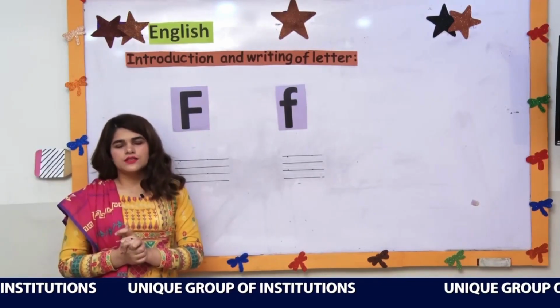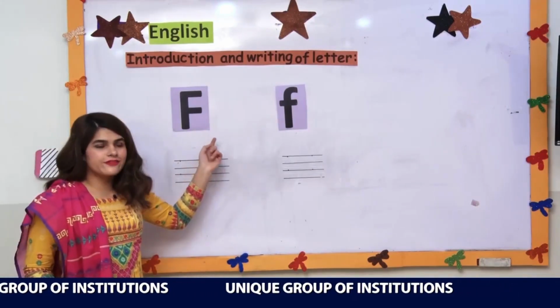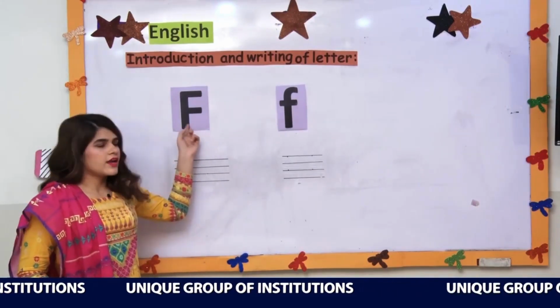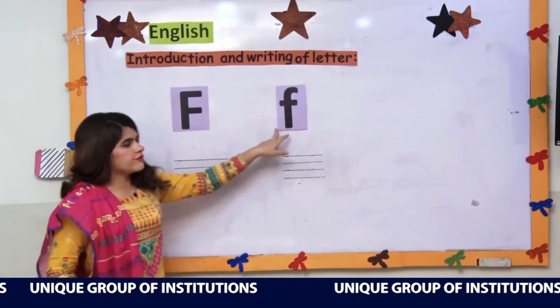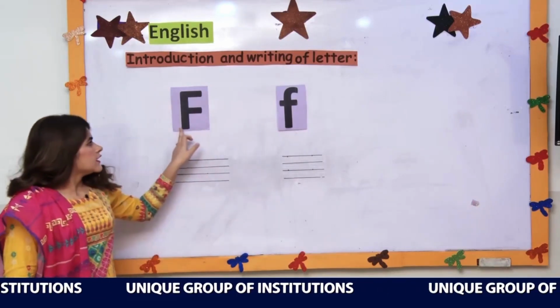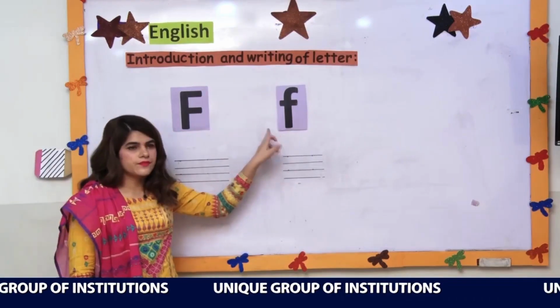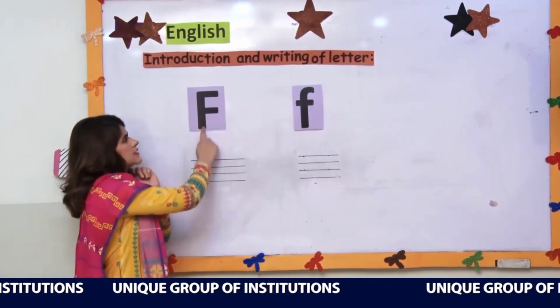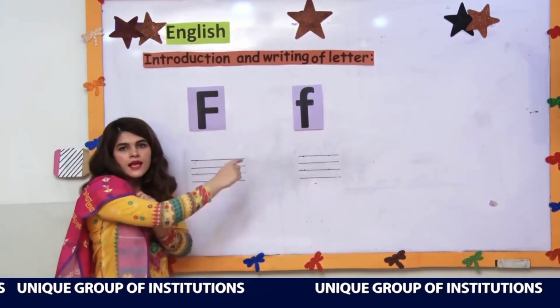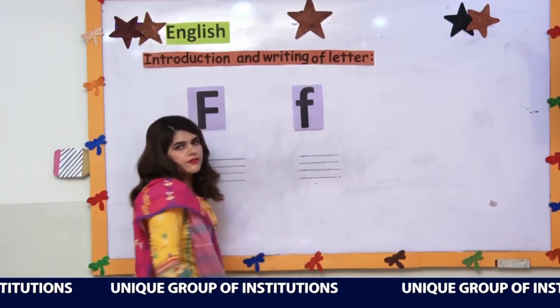Okay, good. Today we are going to learn a new letter, that is letter F. You can see on the board we have two F here, capital F and small f. This is also uppercase letter and this is lowercase letter. You can see here, this is F, this is F and this is small f, small f.